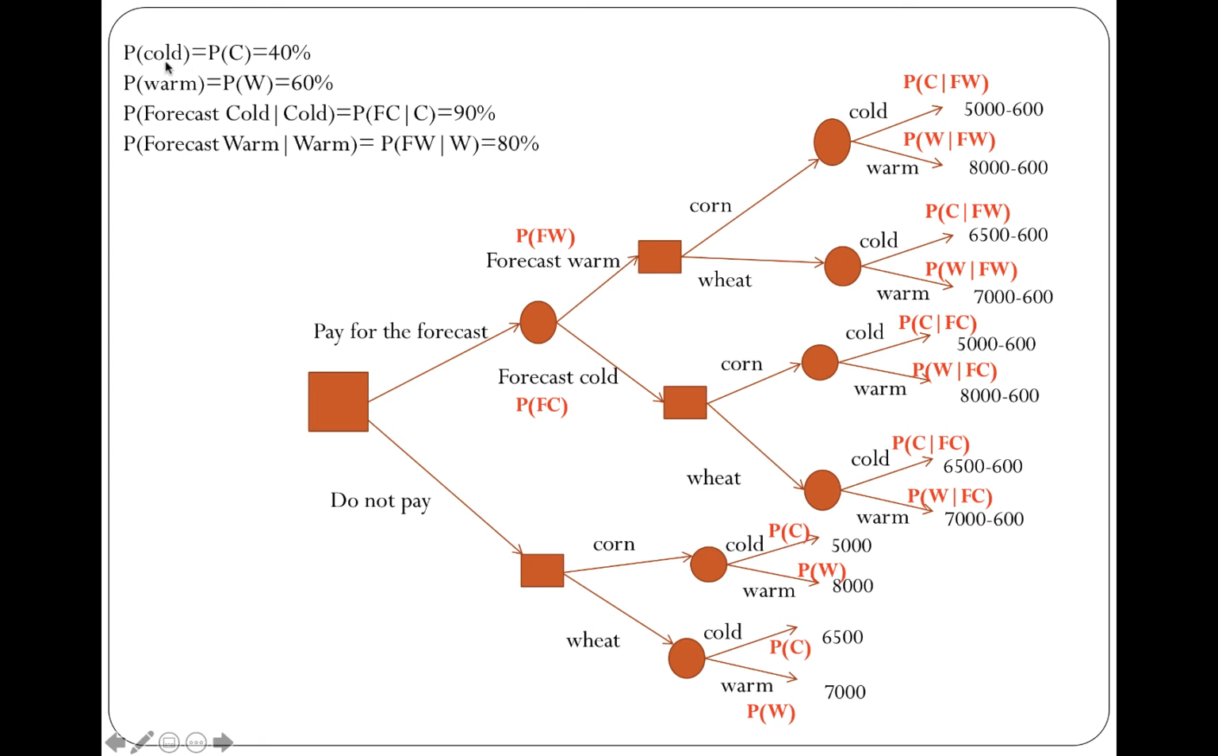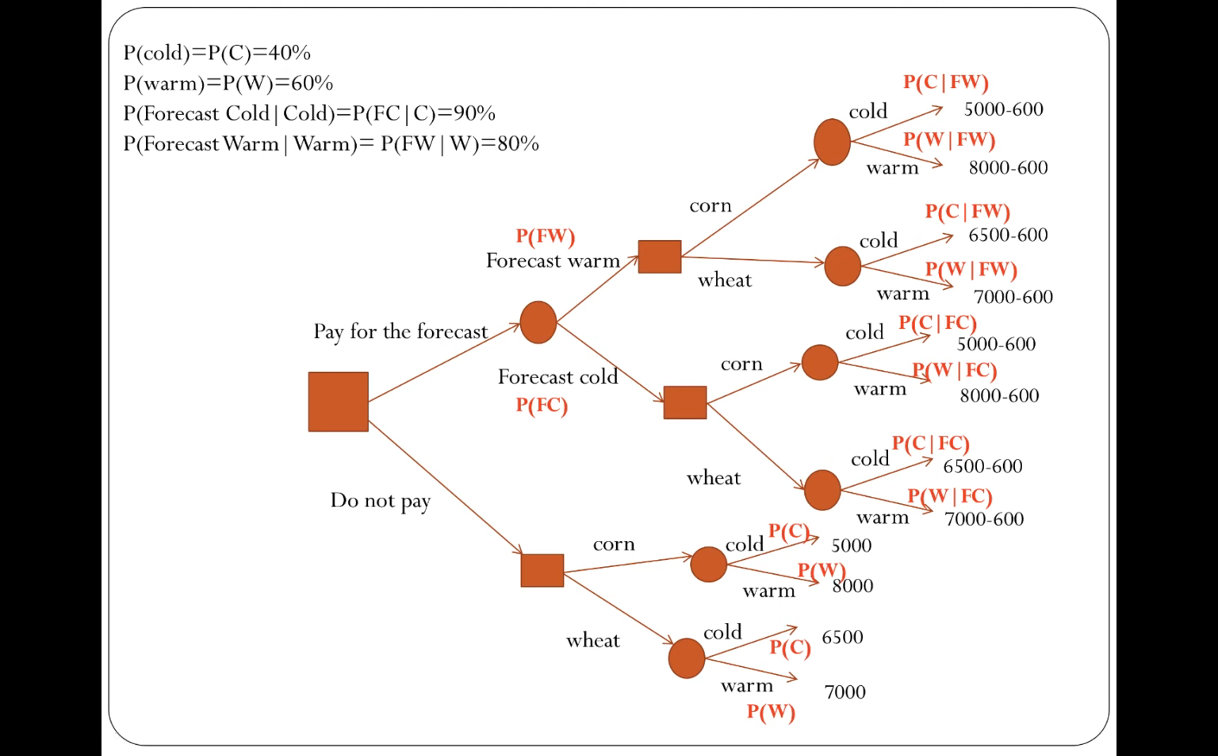We had the probability that the year is going to be cold is 40%, and the probability that the year is actually going to be warm is 60%. We also knew that for those years that actually happened to be cold, the forecast also predicted cold 90% of the time, and in those years that actually were warm, the forecast also predicted warm 80% of the time. Okay, so these all came from the problem statement.